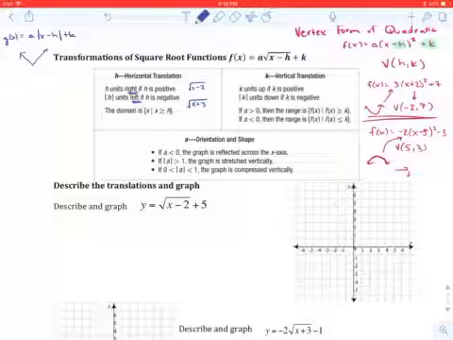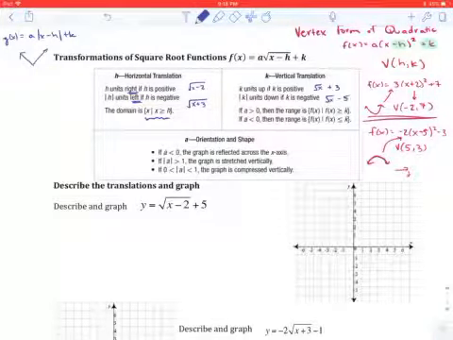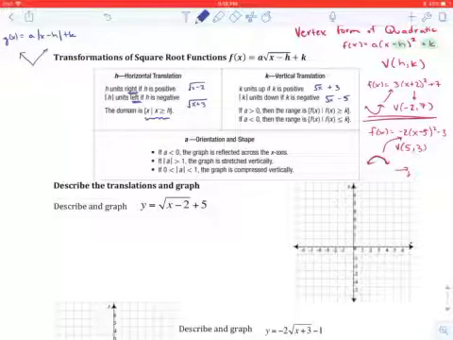The domain is always, always, always, we already saw this, I set up whatever's under that square root as greater than or equal to 0. I solve it. It's going to be x greater than or equal to h. The vertical translation, right? So the square root of x, if you have it on the outside, plus 3 is going to be up, but minus 5 is going to be down, right?